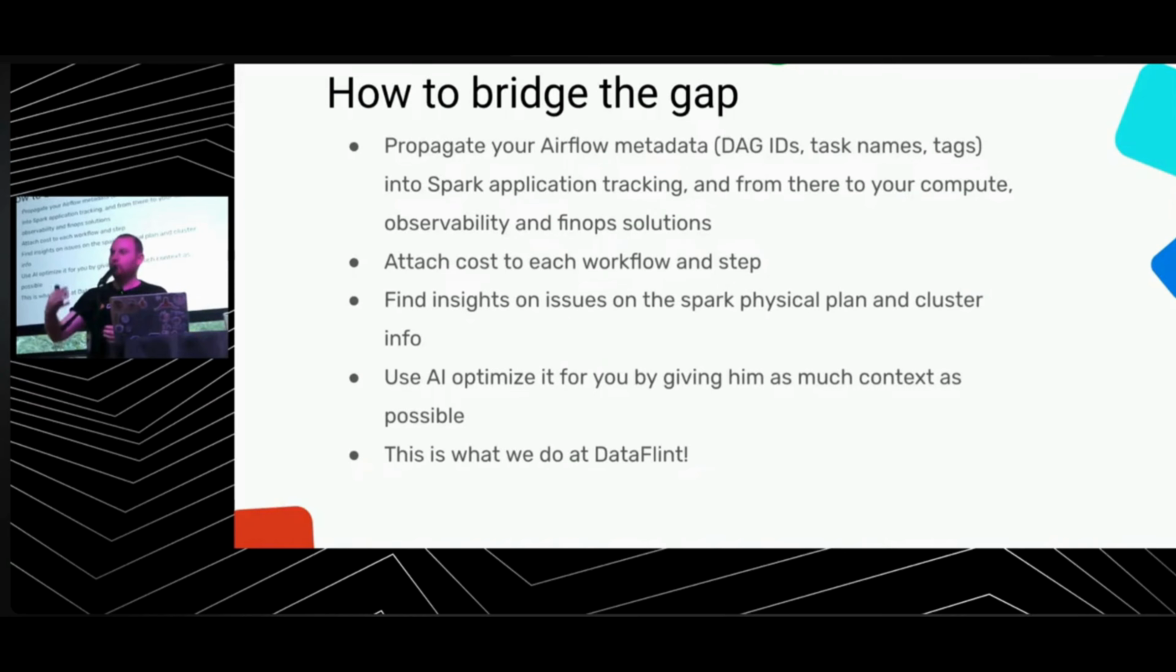to Spark. From Spark, propagate it to the machines you're using in AWS, like EC2s, or in other cloud vendors, and from there to your FinOps systems, so you can figure out for each Airflow DAG and each step how much it actually costs, and use the resource knowledge and usage to figure out where the problem is.